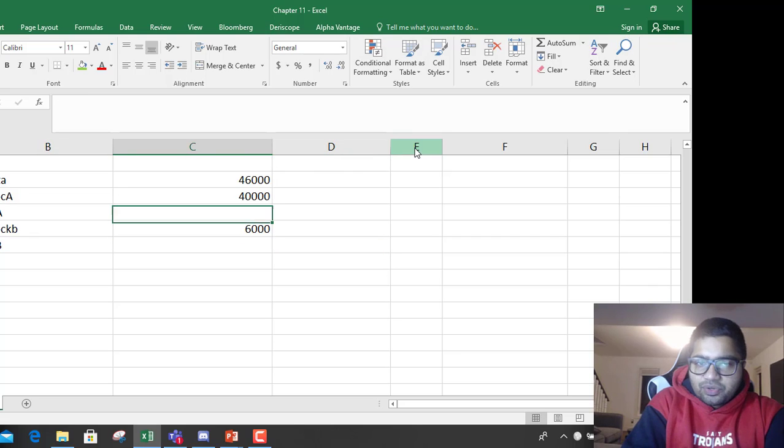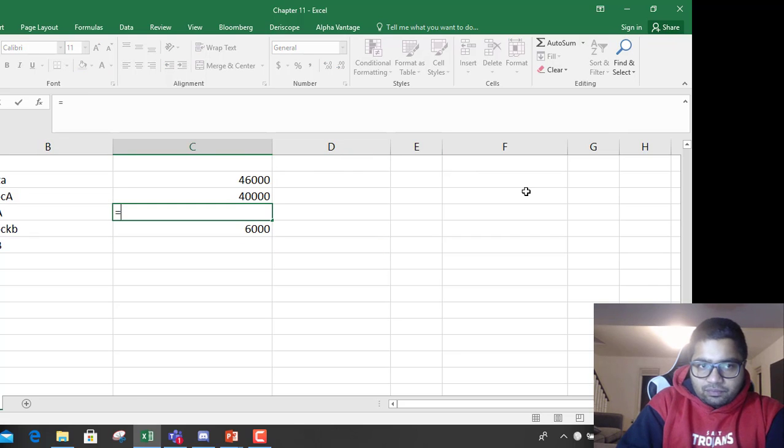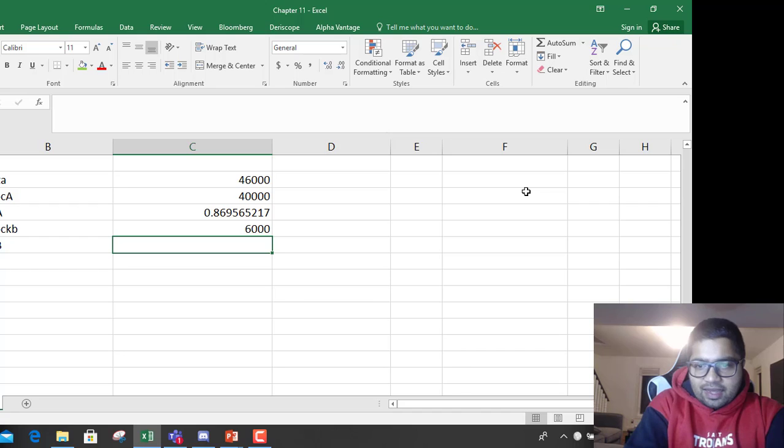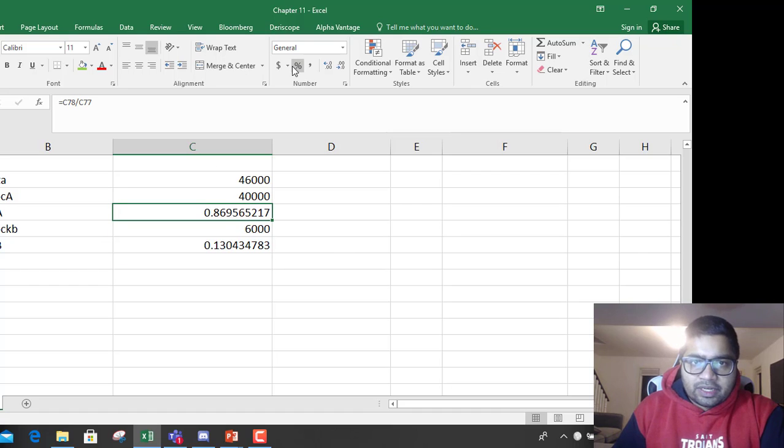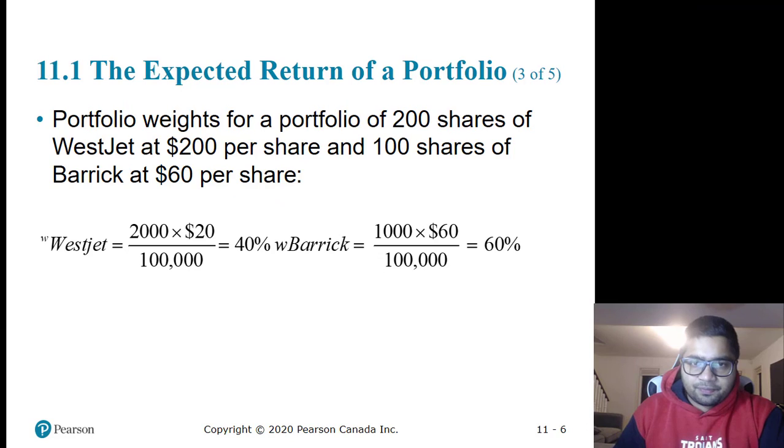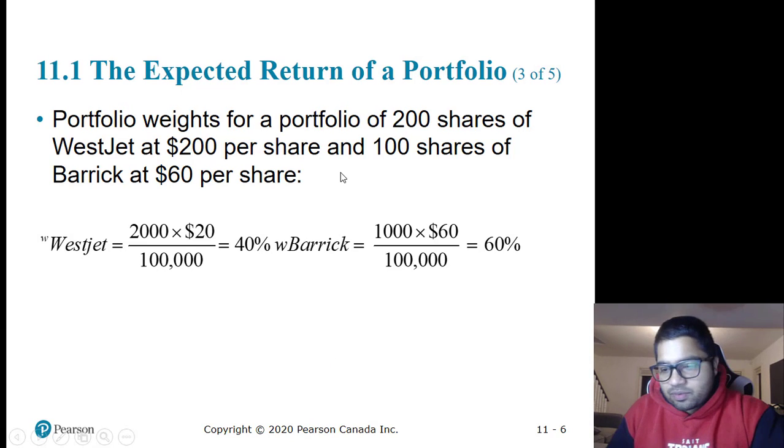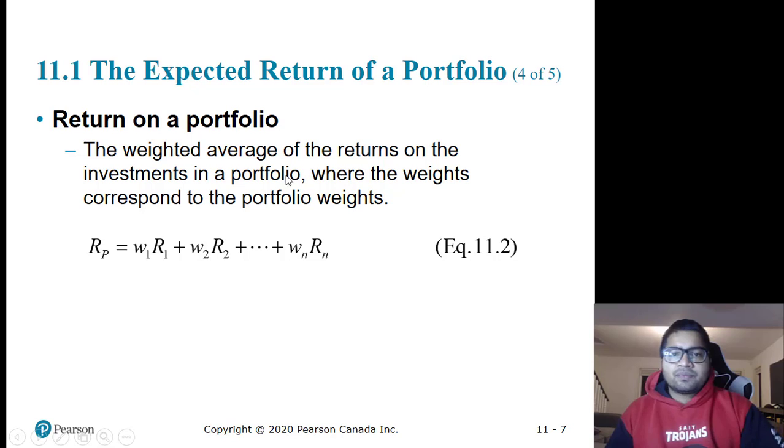Yes, we can do that. So it will be 40 grand investment in A divided by total investment and 6 grand investment in B divided by total investment. So it is 87% and 13%. So this is wrong. So make the changes.